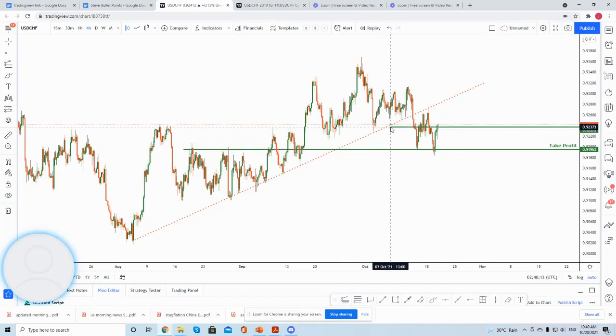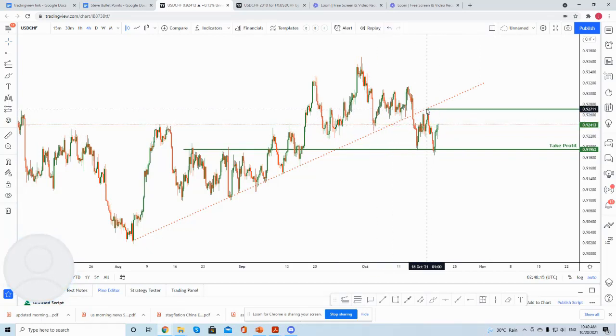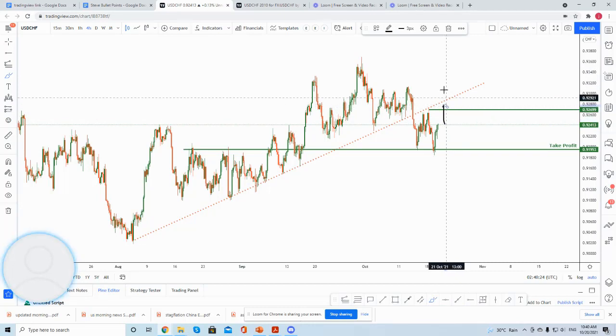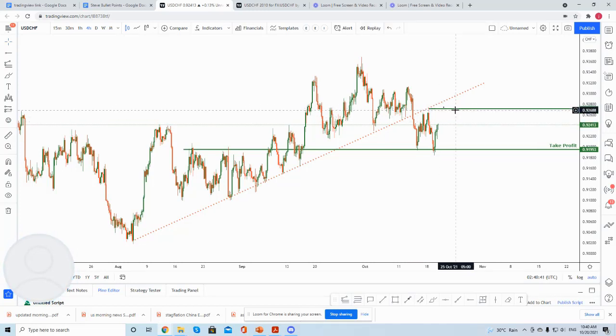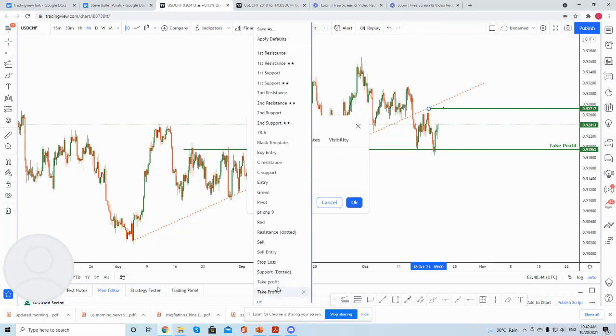Or if you want to be safer, if price fails its retest for the third time, maybe price goes up here to our trend line again and tries to retest it, but fails again, then you can say that price is most probably going down from there. I'll say that this is a pretty good level to have your sell entry, so I'll put this as my sell entry.